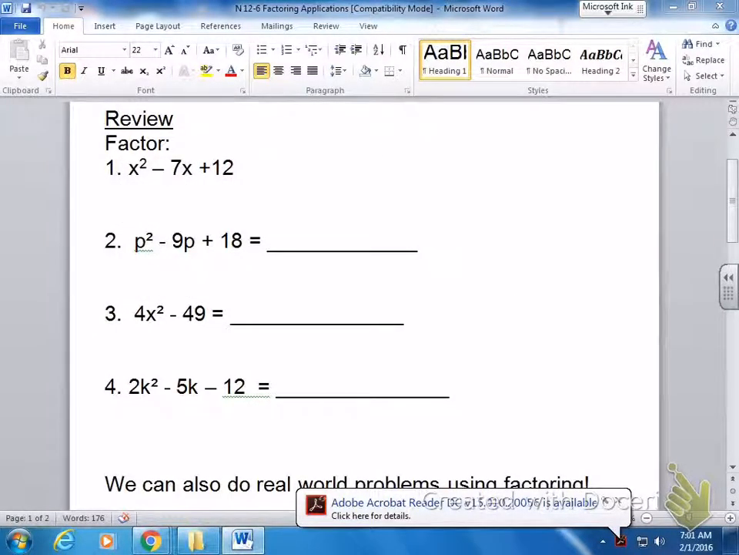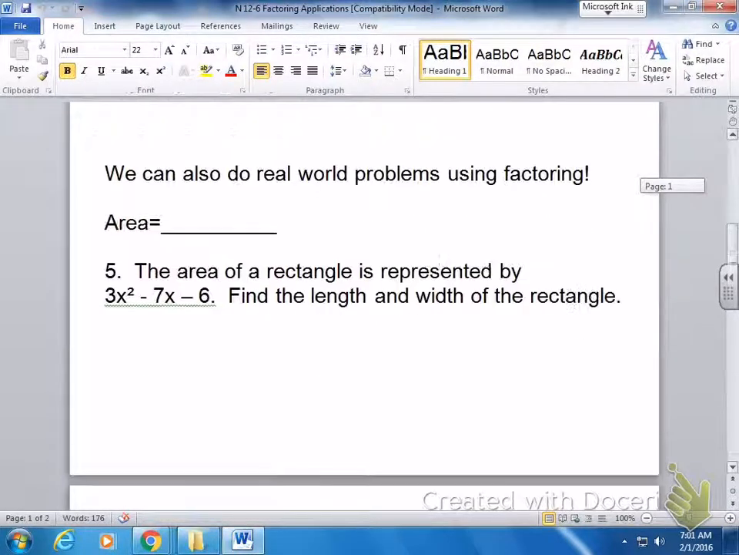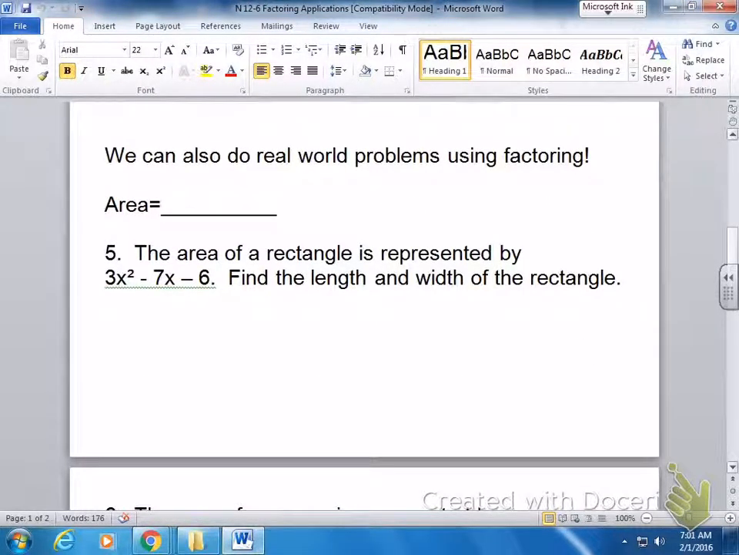I'm not sure if I got cut off there or not, but now we're going to do some real-world problems that involve factoring. So when we deal with real-world problems, a lot of times with area, well, we need to remember what the area of a rectangle is, and that's length times width. Number 5 talks about the area of a rectangle represented by 3x squared minus 7x minus 6, and it wants us to find the length and width of the rectangle. Well, to find length and width, that's kind of like finding the two factors. So if I take the sum and product and do the swing method, it should work out for me.